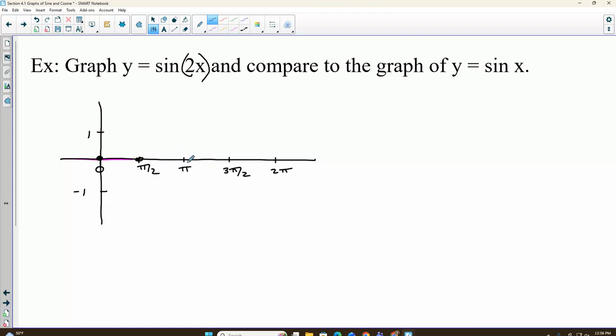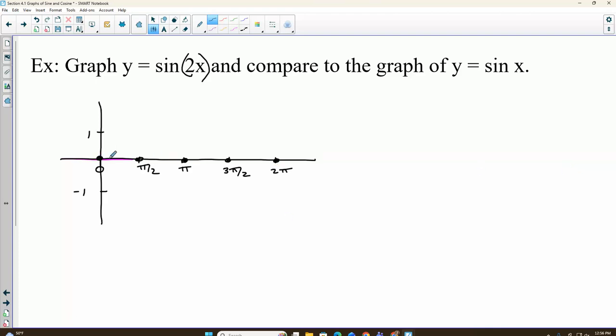All right, if I put in pi, pi times 2 is 2 pi. What's the sine of 2 pi? If I put in 3 pi over 2, 2 times 3 pi over 2 is 3 pi. What's the sine of 3 pi? 0. It's the same as the sine of pi. If I put in 2 pi, I get sine of 4 pi, which is 0. So does that mean this is just a straight horizontal line?